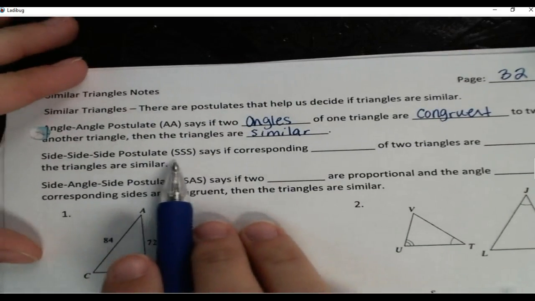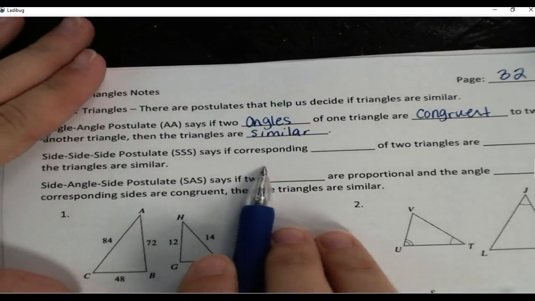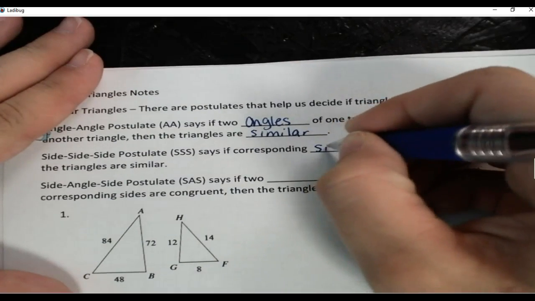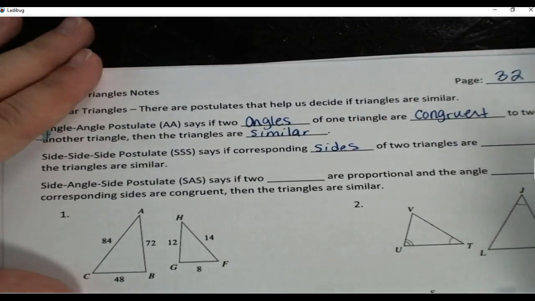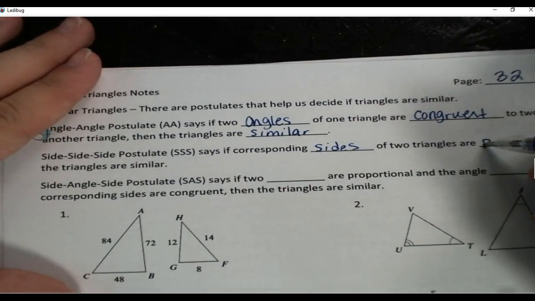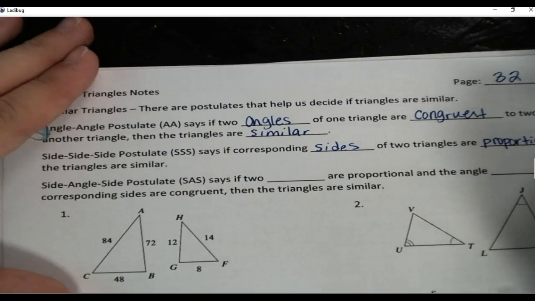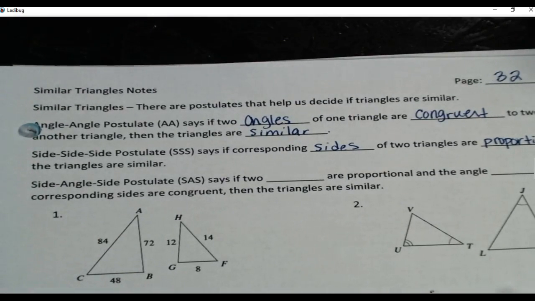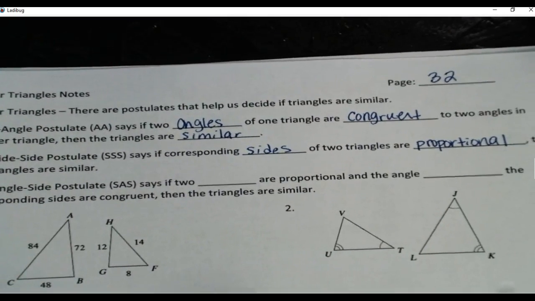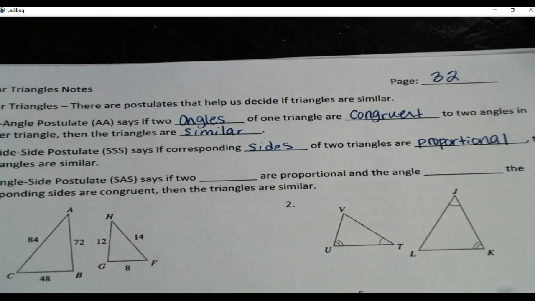So this one is side, side, side. So it says if corresponding sides of 2 triangles are proportional. Okay, so again, we're not looking for congruence, we're looking for proportions. So if they are proportional, then the triangles are similar.